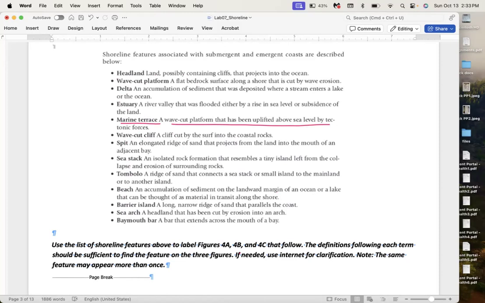And if you need further clarification, use the internet. But remember that you won't have the internet on the quiz or the final exam. So if you're going to do that, be certain that you learn these features. Some features may appear more than once.